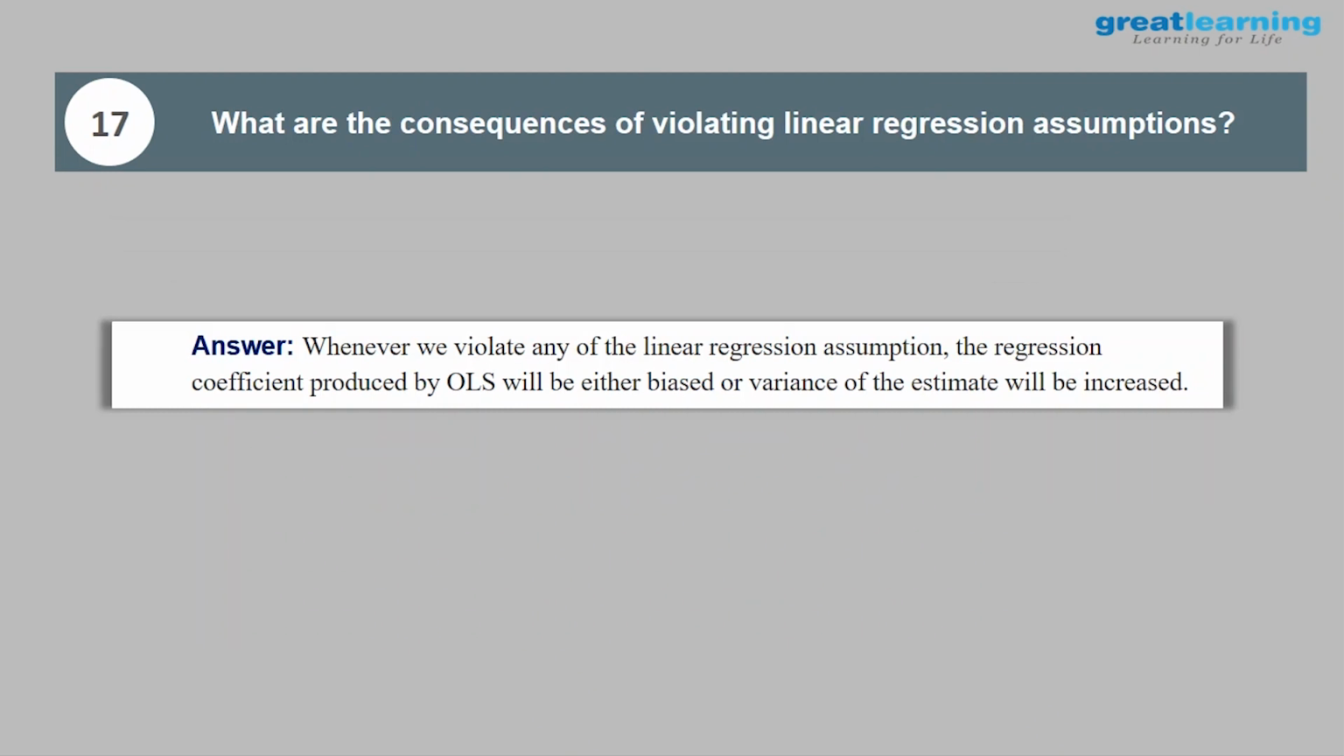Now let's have a look at what are the consequences of violating linear regression assumptions. So if you violate the linear regression assumptions, what will be the consequence? Whenever we violate any of the linear regression assumptions, the regression coefficients produced by OLS will either be biased or the variance of the estimate will be increased. So this is the problem you are going to face when you violate the linear regression assumptions.